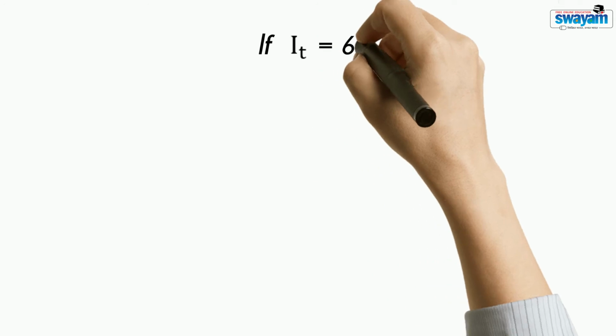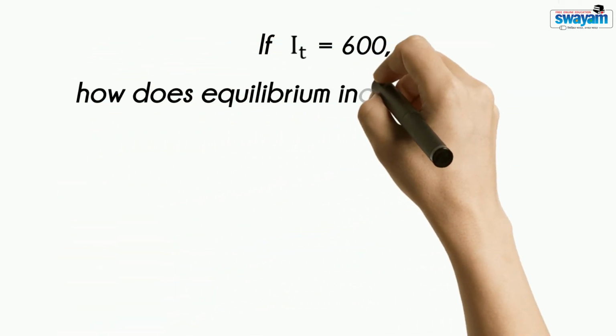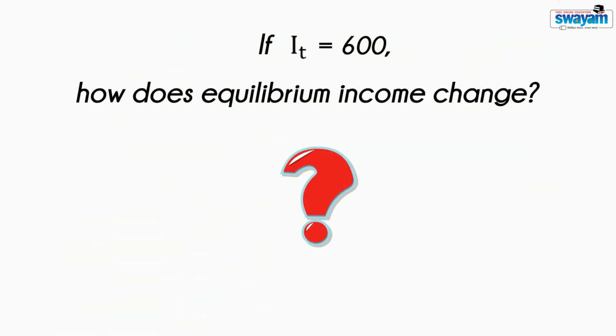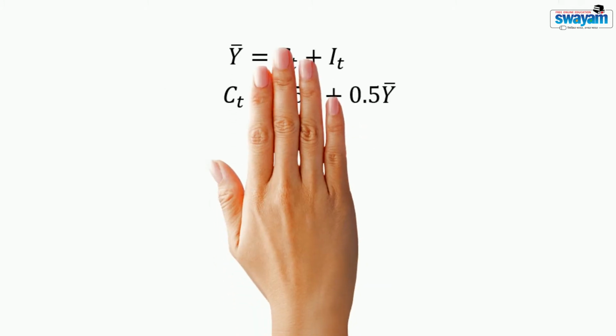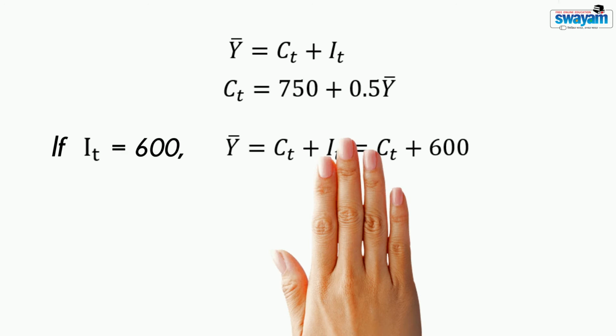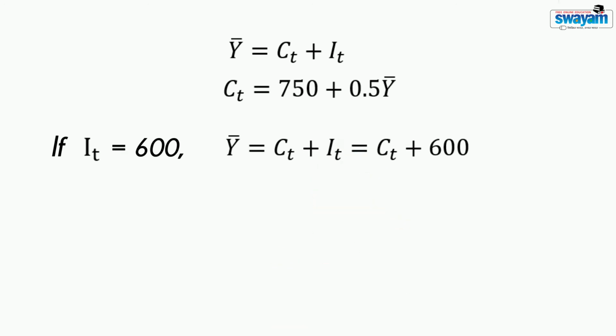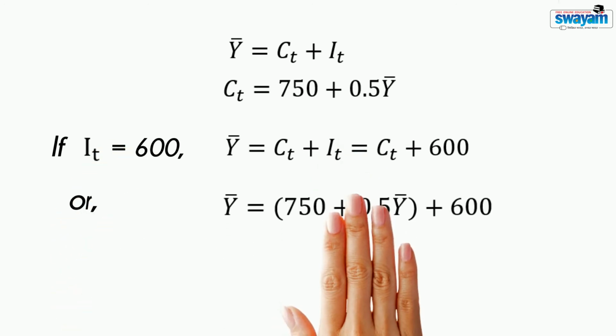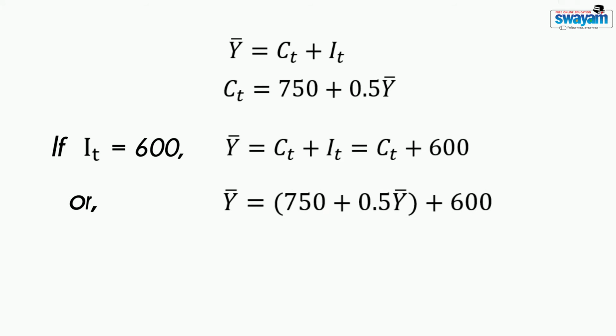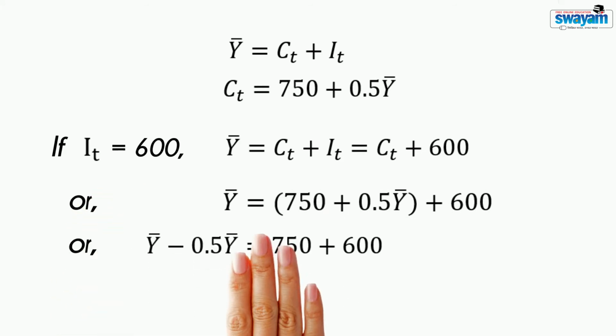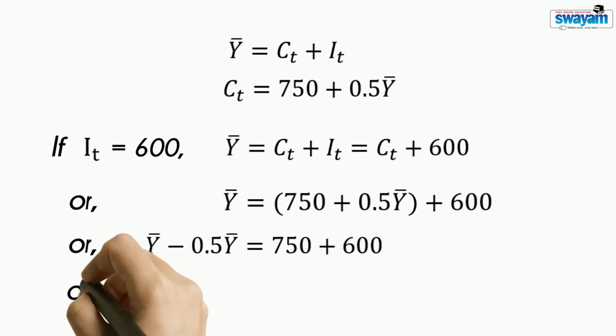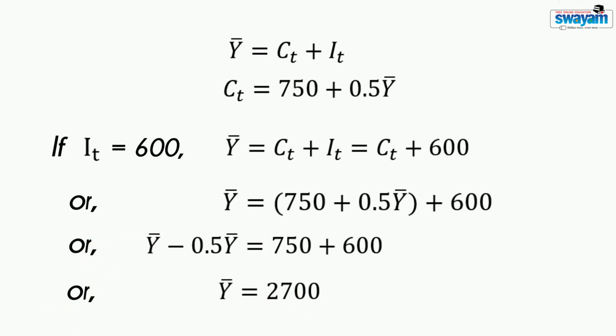Now consider a situation where the investment increases to 600. How does the equilibrium income change? This is our model. If investment is 600, equilibrium income becomes CT plus 600. Substituting the value of C, we get equilibrium income as 2700.